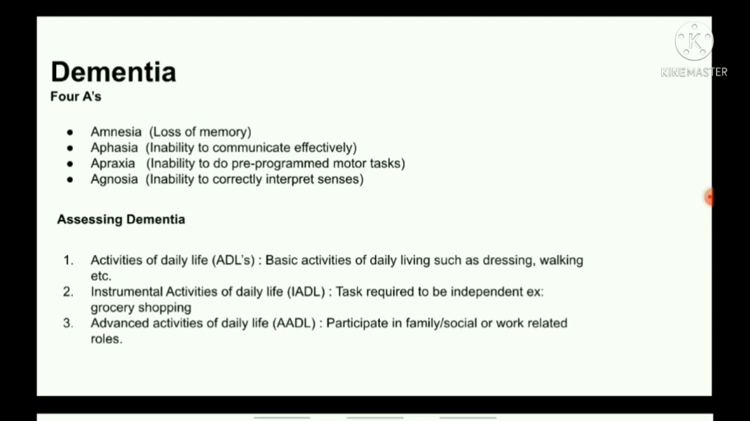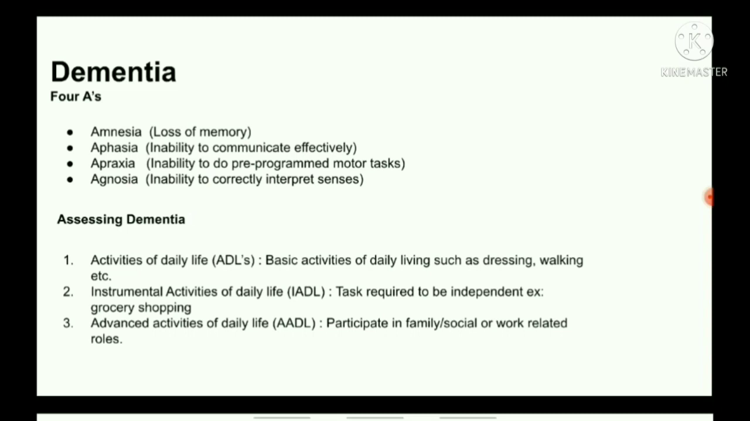And the final A is agnosia. This is inability to correctly interpret the senses. In this, patients cannot recognize people. Patients cannot interpret full bladder and develop incontinence. Patients cannot feel pain, so they feel irritable, but they cannot tell they are in pain.